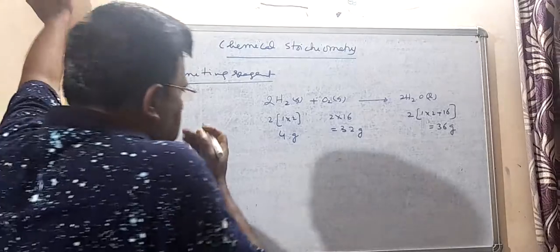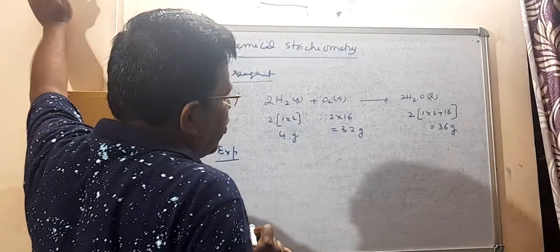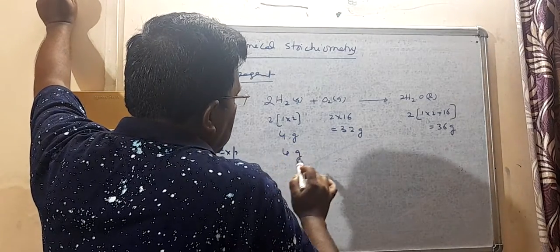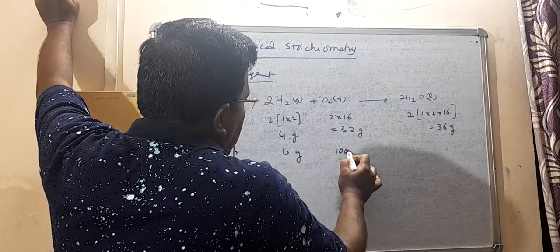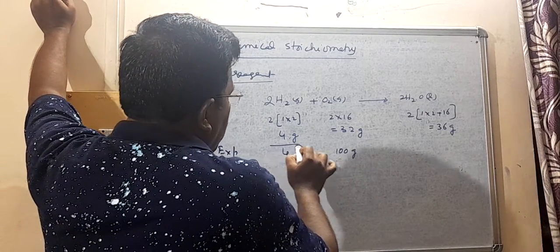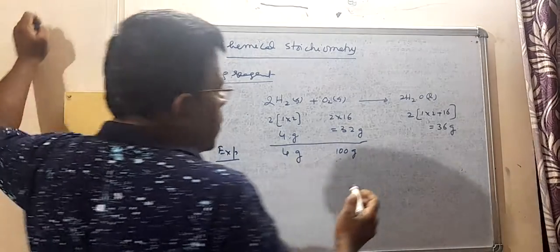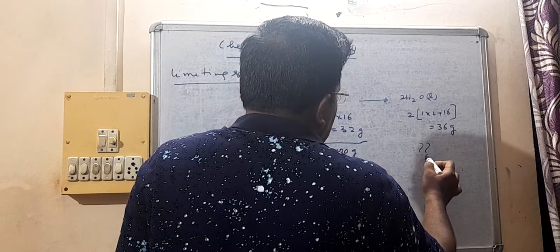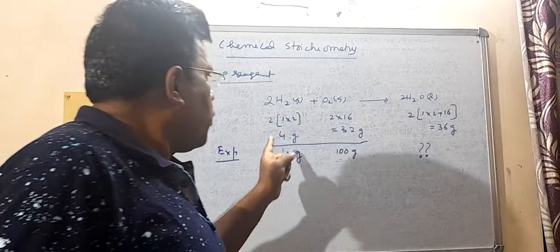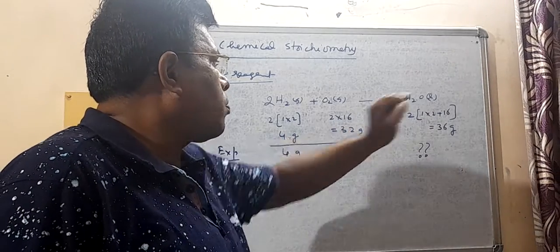Now suppose in a certain experiment we are taking 4 grams of hydrogen and, say, 100 grams of oxygen, and suppose we are asked how much water will be produced. Now we know that 4 grams of hydrogen reacts with 32 grams of oxygen and it will form 36 grams of water.